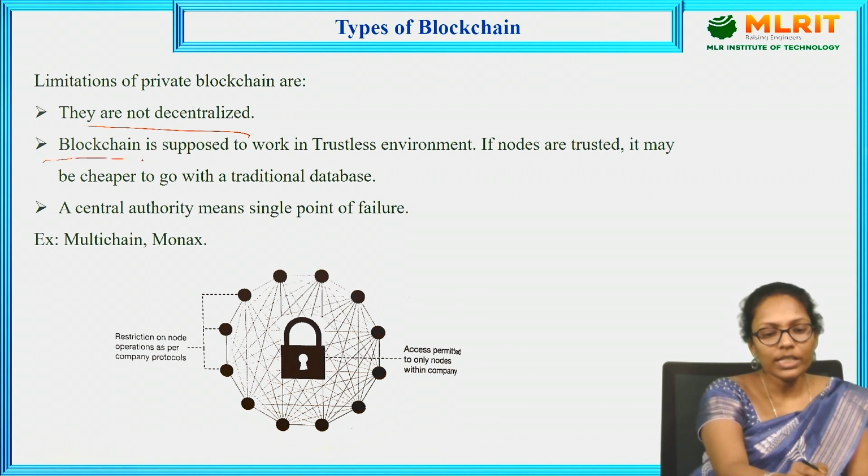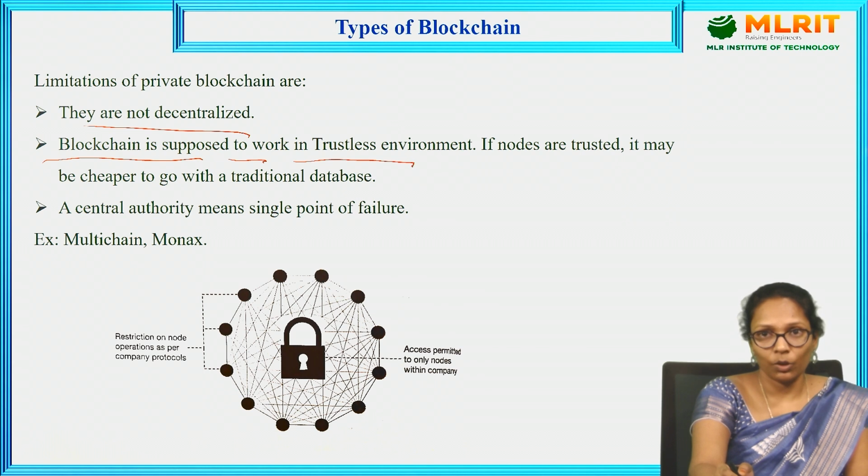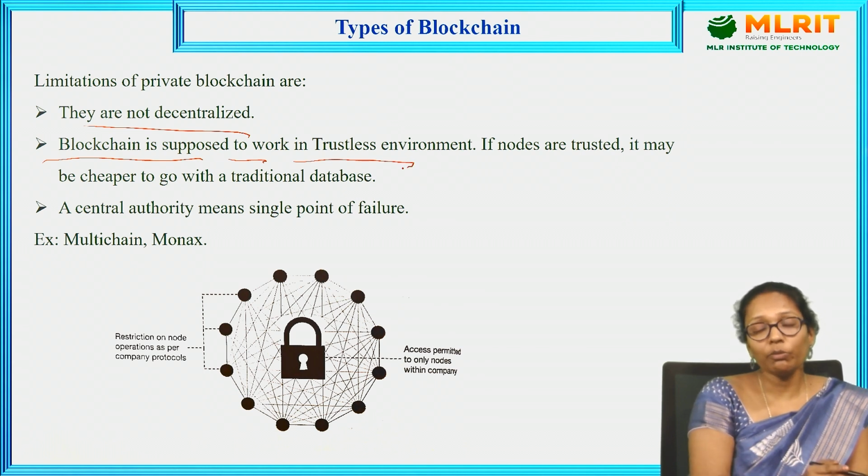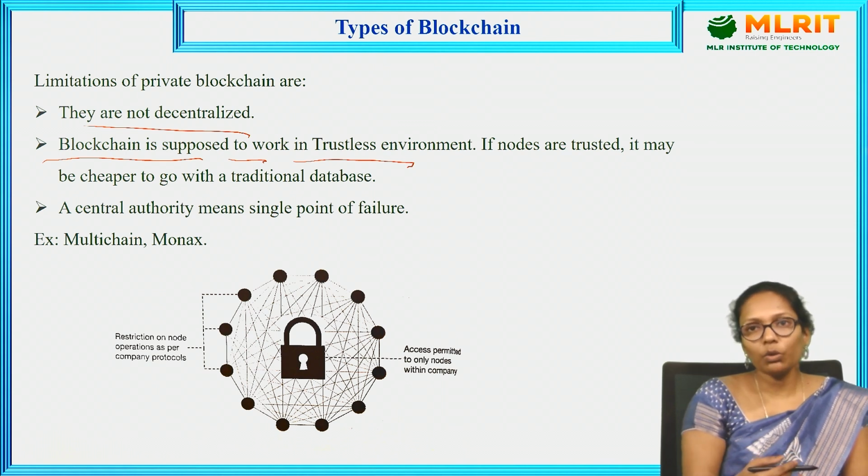Blockchain is supposed to work in a trustless environment. So one more feature of blockchain is the trustless environment. We are working with a person on whom we don't have any trust, right? We are working with anonymous people in the blockchain. That is the trustless environment. But if it is a private blockchain, we know all the people, right? You're going to work in a trusted environment. So it is the entirely opposite feature of the blockchain.